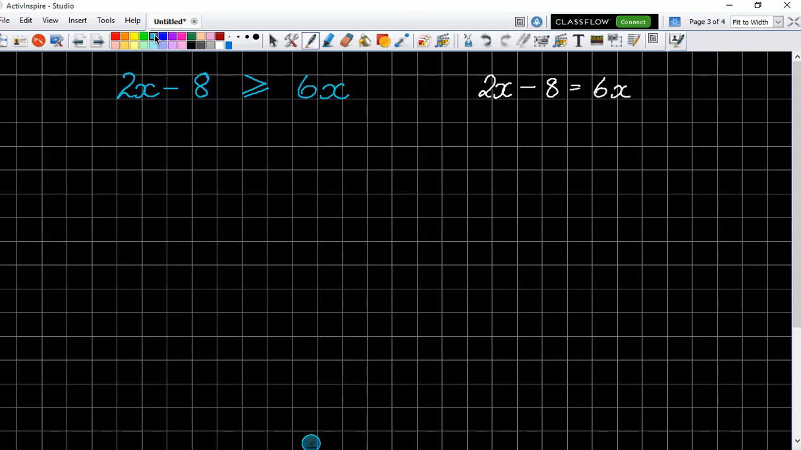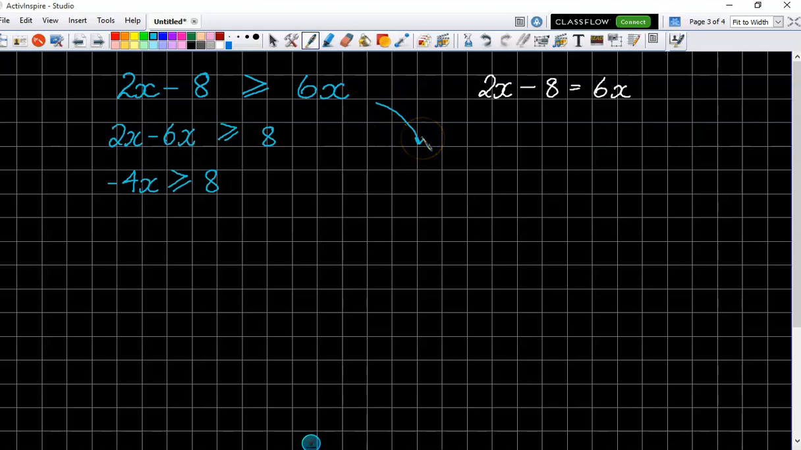If I went left, how do I get rid of this 6x? I take 6x, so what's 2x? Take 6x. And while I'm here, I'm going to chuck the 8 on the other side. How do I get rid of a take 8? Add 8. We happy with that? So now we've got minus 4x is greater than or equal to 8. So nothing out of the ordinary. The only difference is instead of writing equals, you've written greater than or equals. Agreed?